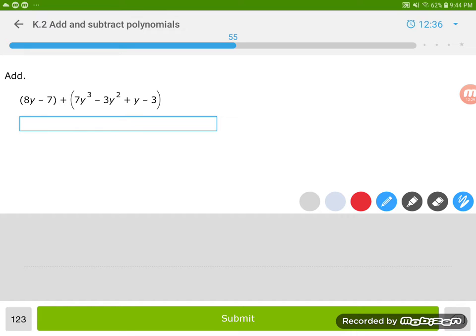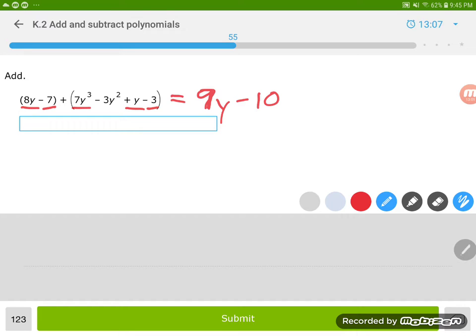Okay, so same deal. We'll go ahead and look for our like terms. I see a y term. So 8y and 1y is going to make, not 7y, it's going to make 9y. And then a negative 7 and a negative 3, well, that's like debt with more debt. So if I'm in debt $7 and I go further into debt $3 more, well, now I'm in debt $10.